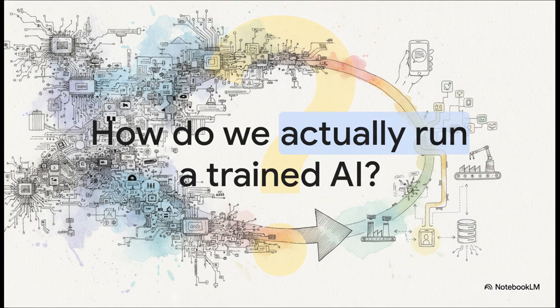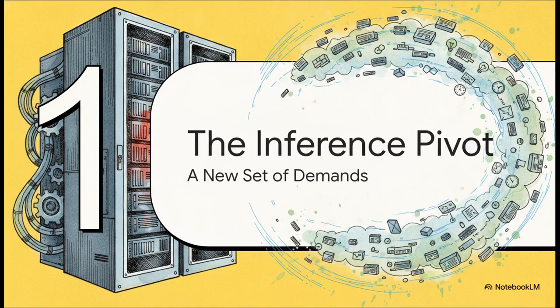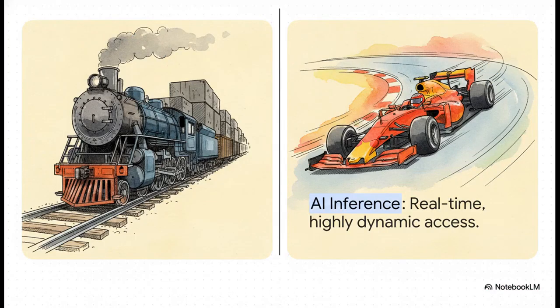That operational phase, that's called inference. And what the industry is quickly waking up to is that inference is an equally complex challenge, just for entirely different reasons. Section 1, the inference pivot, a new set of demands. This pivot forces us to completely flip our mindset. Think about it. When you design a data center for training, you're optimizing for this massive, brute force operation that might run continuously for months. It's a batch-oriented process churning through giant, static data sets.